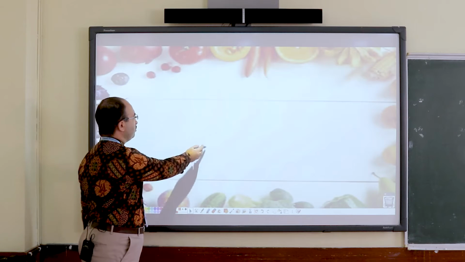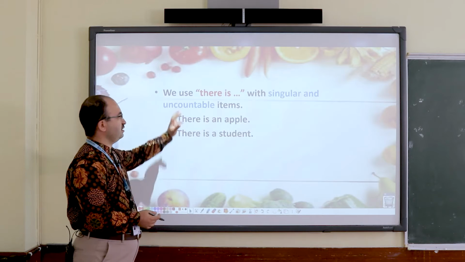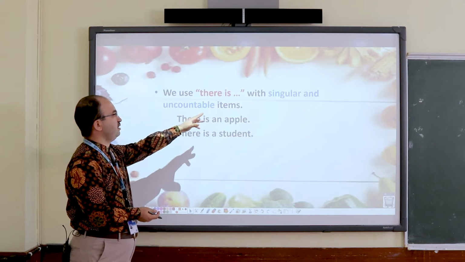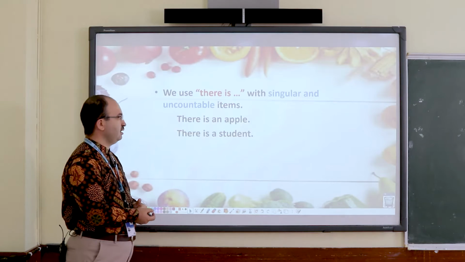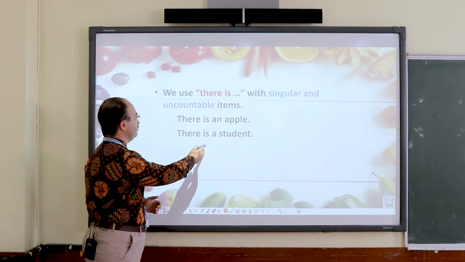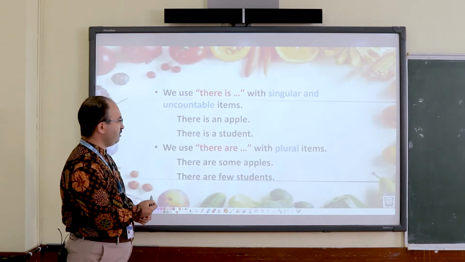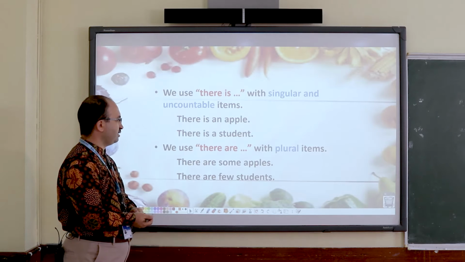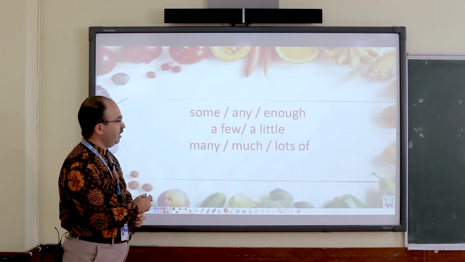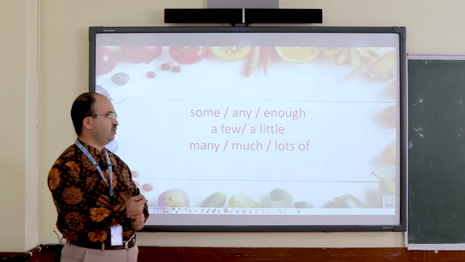And when we look at the use of there is and there are, we can see an easy use there. There is with singular and uncountable nouns. So uncountable nouns are also considered like singular nouns. There is an apple, there is a student. We use there are with plural items. There are some apples, there are few students. And we also use extra quantifiers with the nouns.